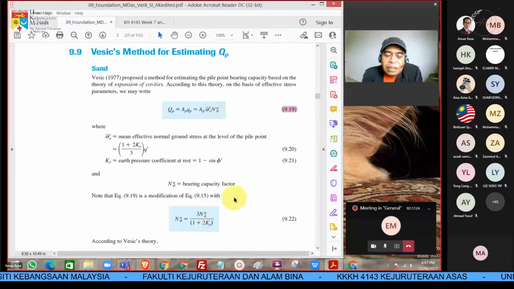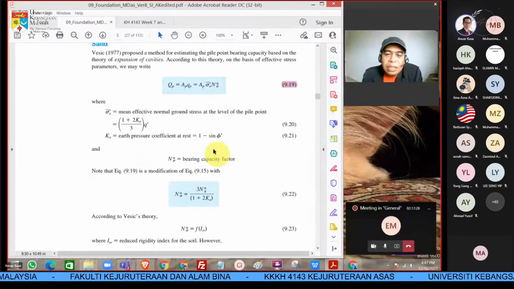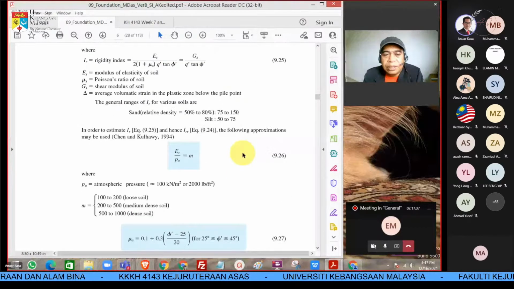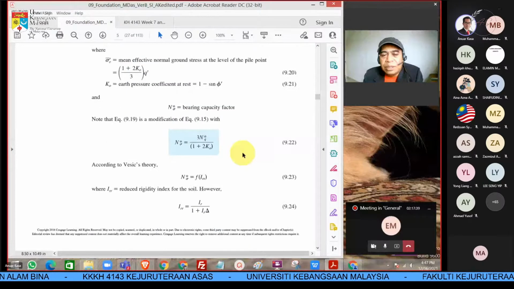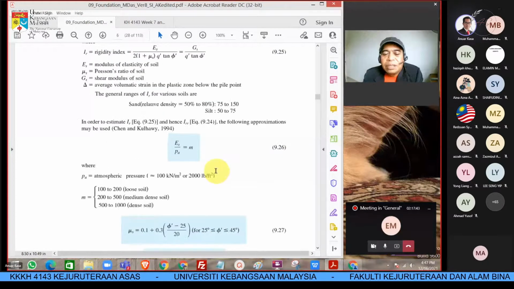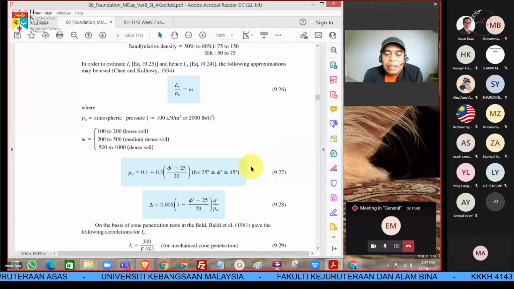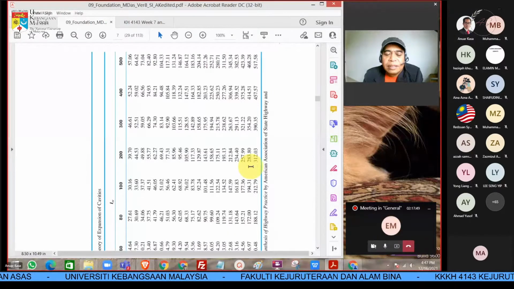So you can use this equation for basics, and you'll be introduced to some other parameters, because here they introduce a new parameter, so you just need to follow what it means.